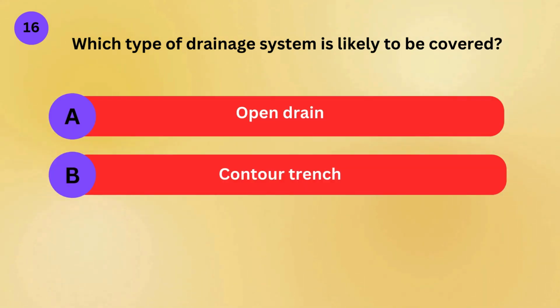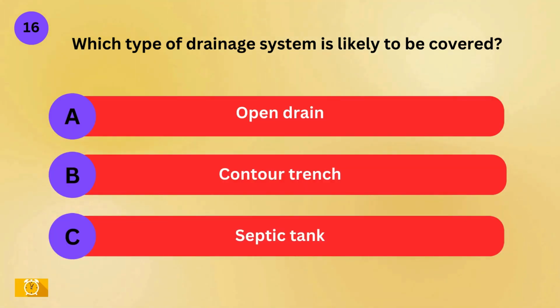Which type of drainage system is likely to be covered? Open drain, contour trench, septic tank.